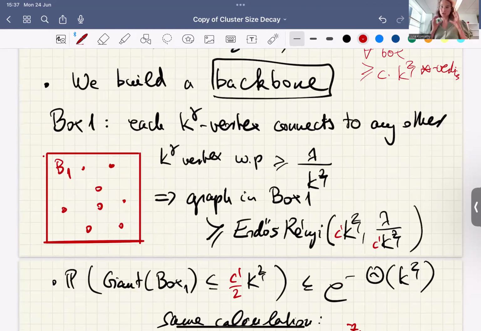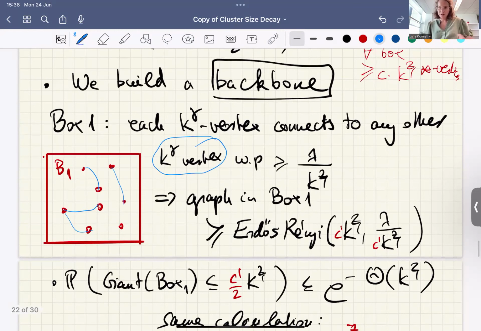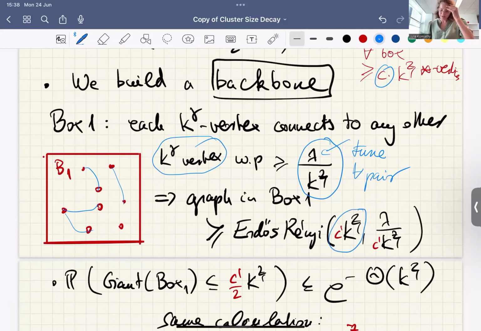What happens inside just a single box? And actually, I'm just focusing on box one. So in box one, the probability that two of these star vertices with weight k to the gamma connect to each other, it's a little computation using the connection probability, is some constant. This you can tune by choosing the constant prefactor on the weights, is larger than lambda over k to the zeta. So this is for every pair. So there's a constant times k to the zeta many vertices, and they connect with lambda over k to the zeta, each of them. So inside box one, you have on these star vertices an Erdős-Rényi random graph, or you can dominate below by an Erdős-Rényi random graph.